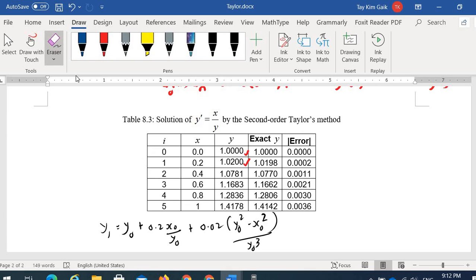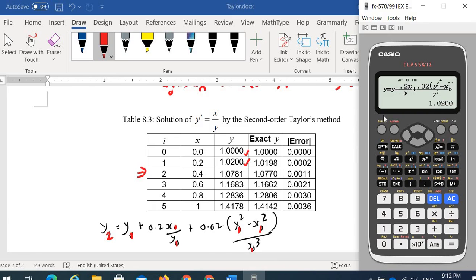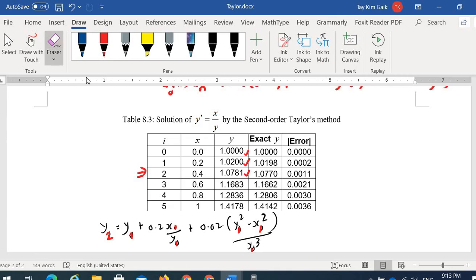And then when you want to calculate y2, this becomes 2. 1.02 is now stored. If you put the formula this way, 1.02 is kept in the variable y. So when you calculate again, y already has the value 1.02. So you press down to change the x value. Now to calculate y2, your x should be x1, which is 0.2. Key in 0.2. So you get 1.0781. And then 1.0781 will be kept in variable y.